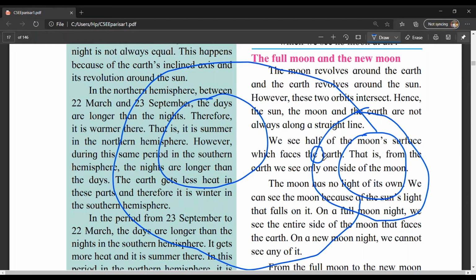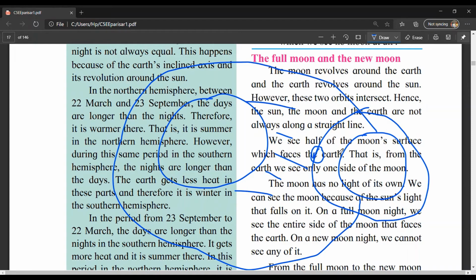So what happens is the light falls from the sun. See, the moon doesn't have its own light. The moon gets light from the sun. It doesn't have its own light. Even the earth gets light from the sun. So whenever we see the moon in the sky, it is partially seen. That is, the half portion is seen. The other half is not seen because it is on the other side of the earth.